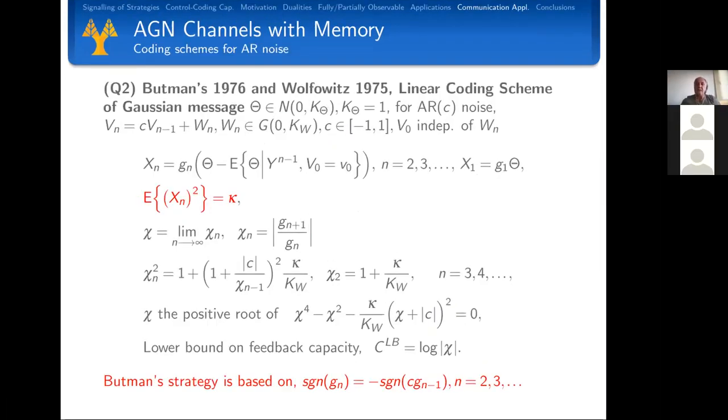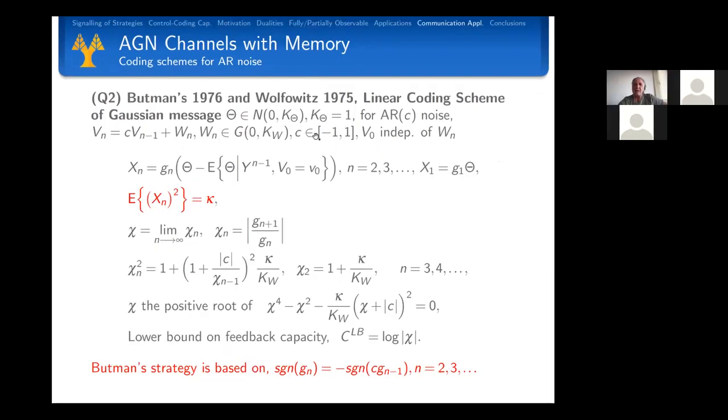Now, the surprising thing to us is this simple thing: the coding scheme of Bachmann's strategy that is used throughout, highly cited, also used by Wolfowitz. Basically, Bachmann gave a lower bound of feedback capacity by using a linear strategy of sending the error, encoding a Gaussian message. Here, this is AR1, and he took C to be stable. Now, Bachmann derived his strategy by assuming at each n, average power is kappa. He turned the problem into some equation for this quantity here, which is the absolute value, because he used this kind of strategy that maximizes the signal to noise ratio.